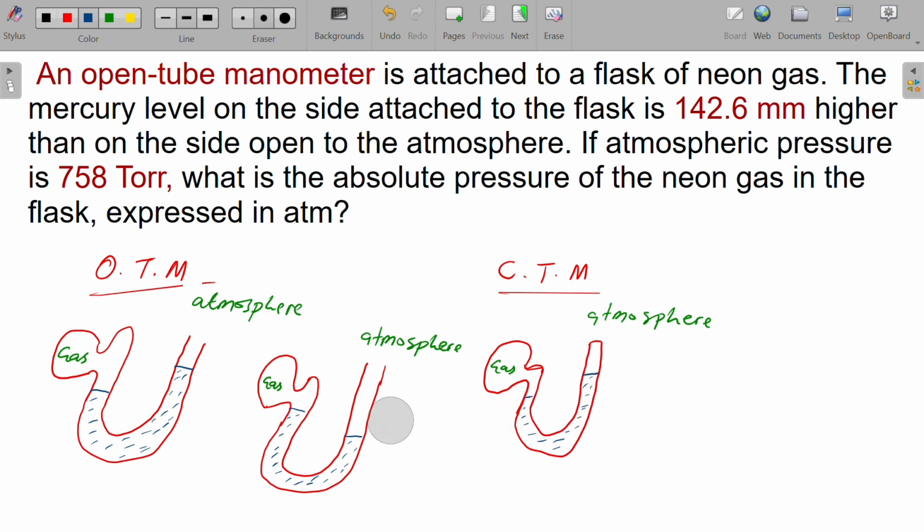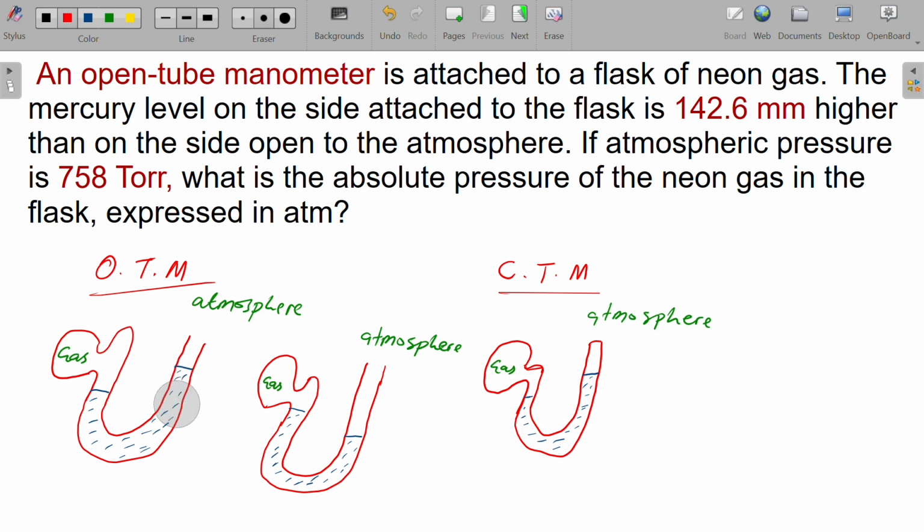So we'll look at this one first. Let's look at these two here. Let's see the formulas we need to solve questions that involve this type of manometers or situations. For the first one, all you have to do is look at the information you have. Remember, on the side of the gas we have gas pressure. Then on the side of the atmosphere, we have atmospheric pressure.